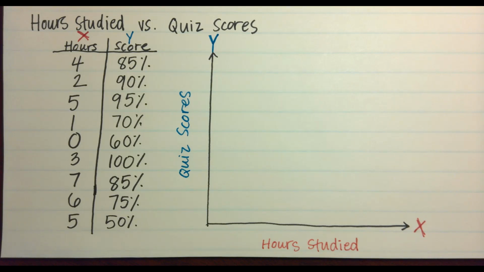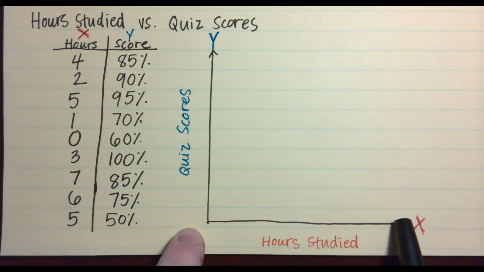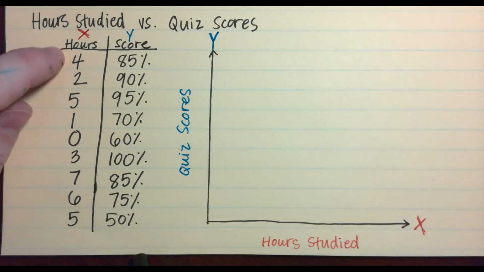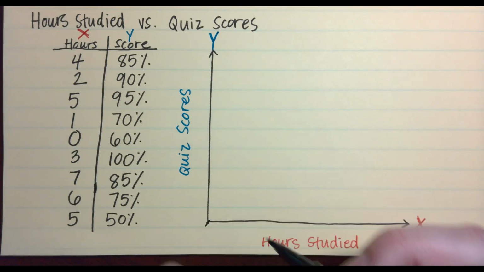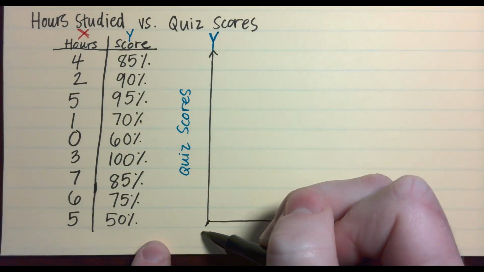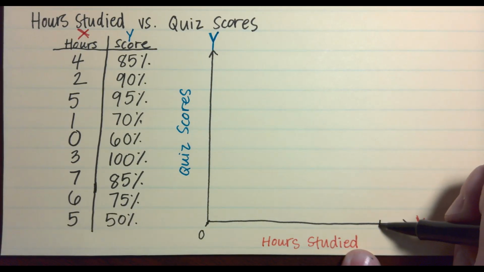Okay. So now, once we've got all of that labeled, we want to decide what tick marks I should be putting down here on hours studied. So why don't we look over here at the different amounts of hours. What's the lowest amount of hours studied? 0. Good. So I'm going to go ahead and right there on that intersection, I'm going to label that 0 hours. And what's the highest amount of hours that was studied? 7 hours. So somewhere near the end, I'm going to say this will be 7 hours.